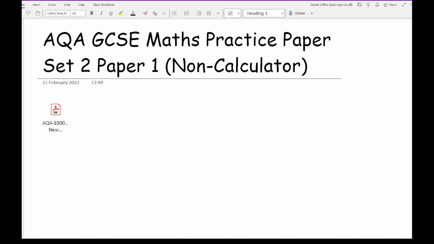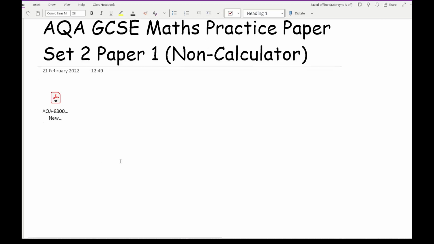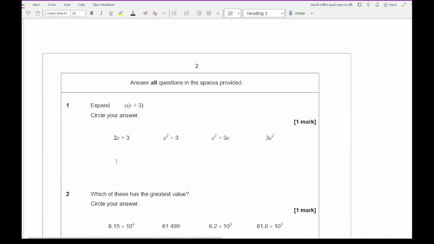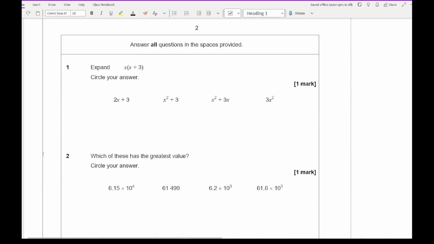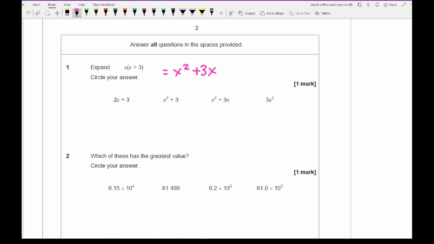So let's get started on this AQA GCSE Maths practice paper set 2 paper 1, which is non-calculator. So looking at question 1, it says to expand the brackets of x and then x plus 3. So if we do just that, we end up with x squared plus 3x, which is our third option.